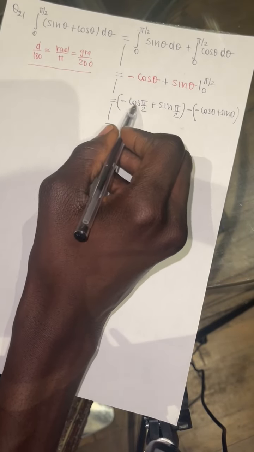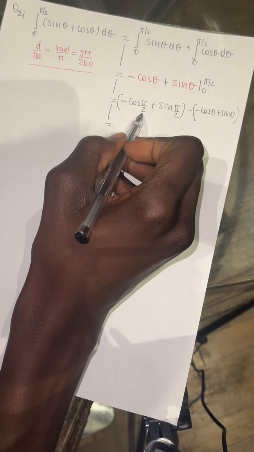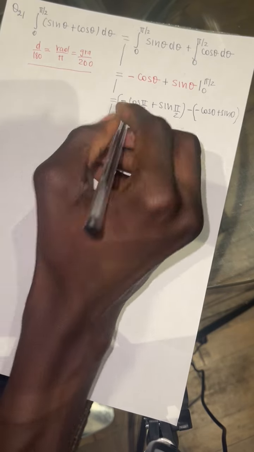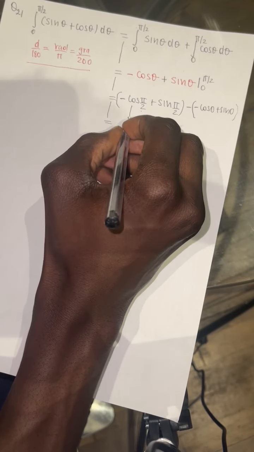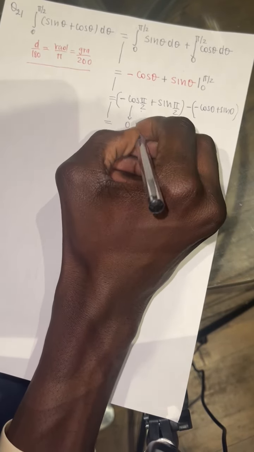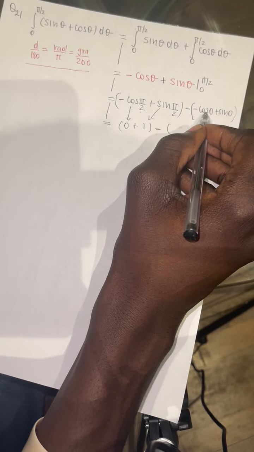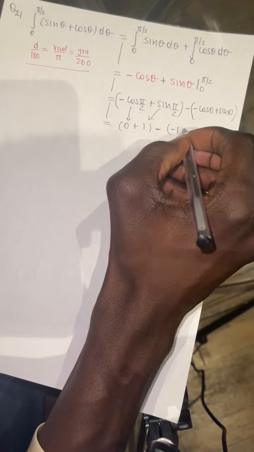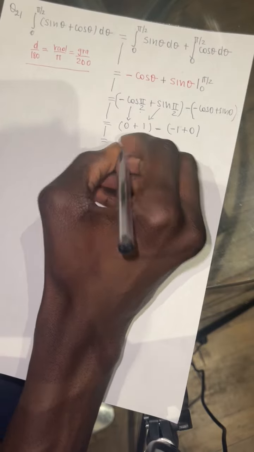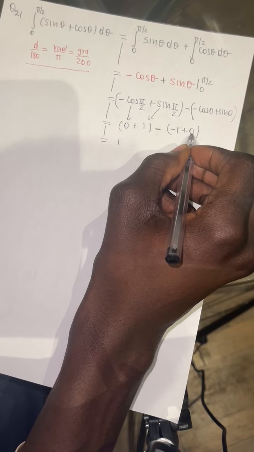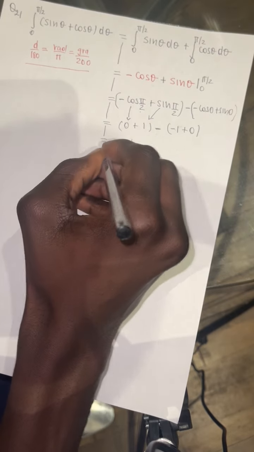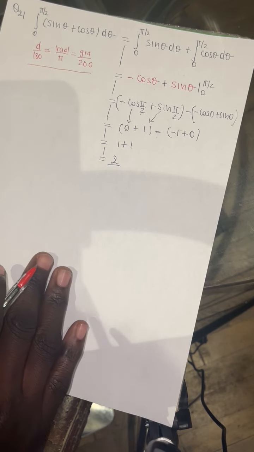So what is the cos of pi over 2 in radians? It's just 0. Sine of pi over 2 gives us plus 1. So there is a negative, I close the bracket. Cos of 0 is 1, but we have the negative in front, so we have minus 1. Sine of 0 is 0. So we have 0 plus 1 is 1. Minus 1 plus 0 is minus 1, but there is another minus, so we have plus 1. So the answer now is 2.